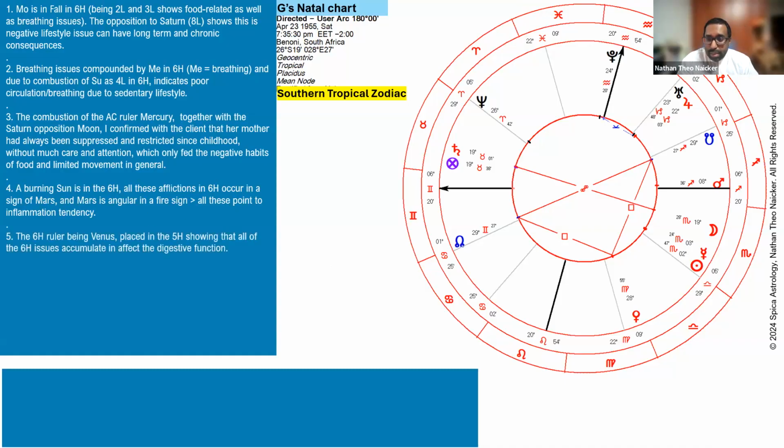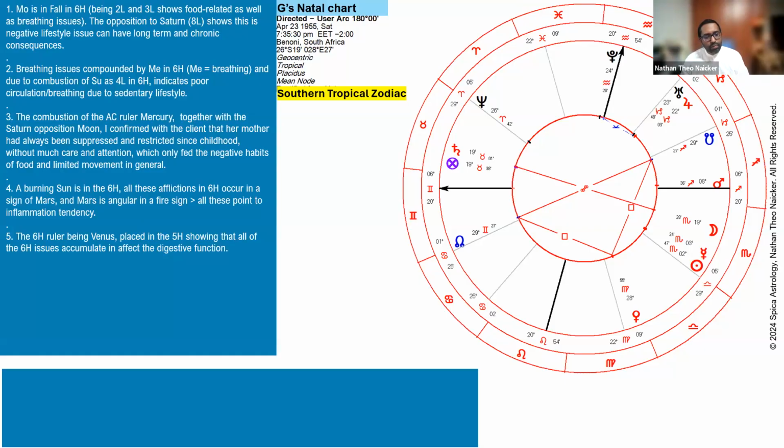The 6th house ruler is Venus, placed in the 5th house, which shows the function of digestion. It shows that all those issues are going to come to bear, because sickness originates in some part in the body and manifests somewhere else in the body. The source of illness is different usually from where it manifests.